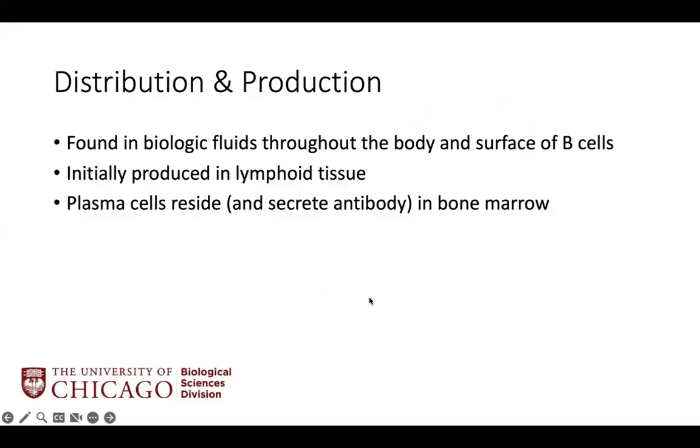Okay, so they're found in biologic fluids throughout the body and on the surface of B cells. They're initially produced in lymphoid tissue in response to interaction with the T cell. But then once B cells become plasma cells, they move to the bone marrow where they reside and then secrete antibody from there.